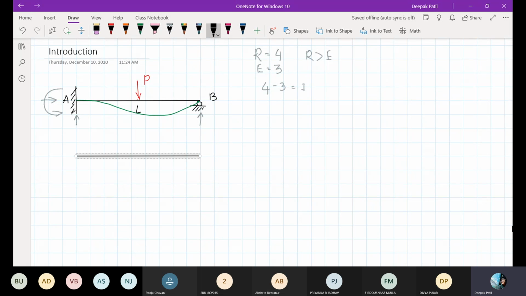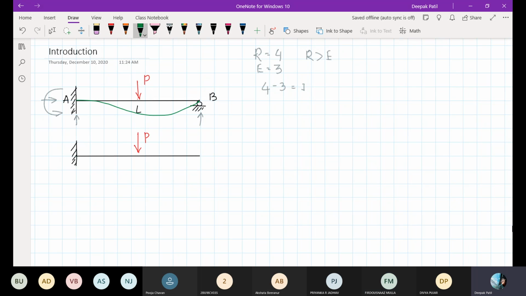I will draw the same structure. Everything is the same except one thing. The difference is that I'm going to remove this roller support at B. Same structure, same length, same amount of load. Only thing is I will remove this roller support. Now, is the structure determinate or still indeterminate? Yes, now it is determinate.